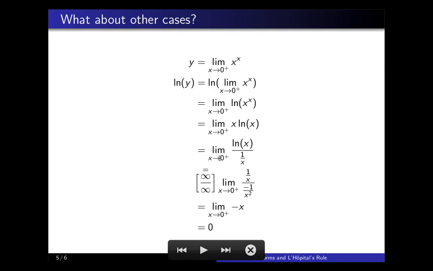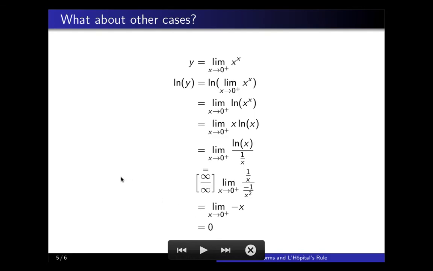Okay, so when we do that, we get the limit as x goes to 0 from the right of natural logarithm divided by 1 over x. We've now got infinity over infinity form, so we'll use L'Hopital's rule. And when we do that, our derivative of the numerator is 1 over x, derivative of the denominator is minus 1 over x squared, and we'll then simplify to get our limit as x goes to 0 from the right is minus x, and that limit is 0.